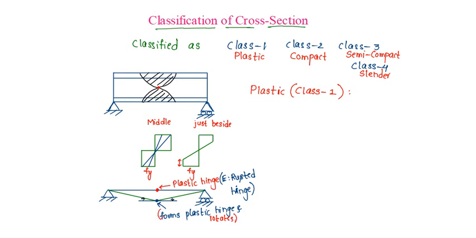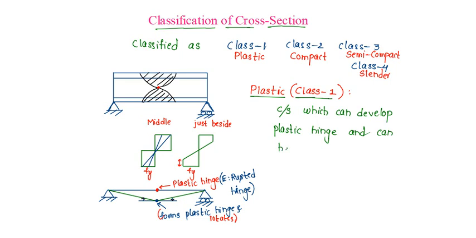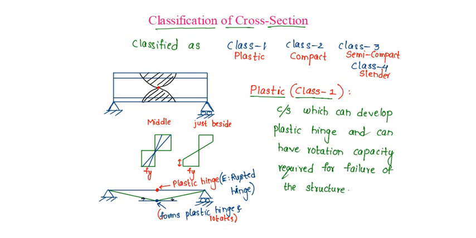If we consider the first classification, that is plastic or class 1, these are cross sections which can develop plastic hinge and can have rotation capacity required for failure of the structure, and can form a plastic mechanism. This is a mechanism.